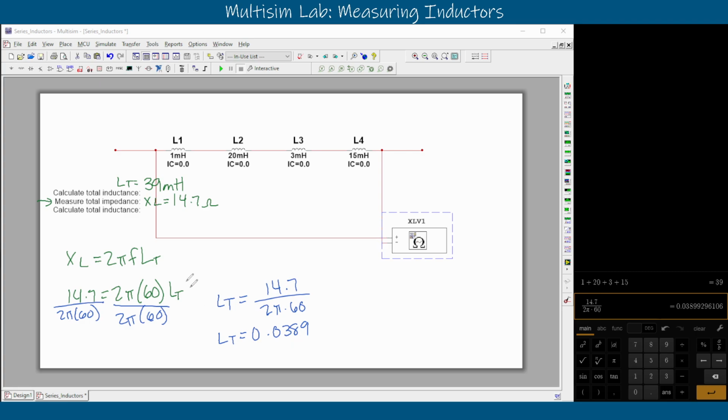0.0389. We can round that up because we know what it's supposed to be, right? So we'll say that this is actually equal to, I'll move it back 1, 2, 3 spots here to the -3. So that's a milli. We'll end up with 39 millihenries.